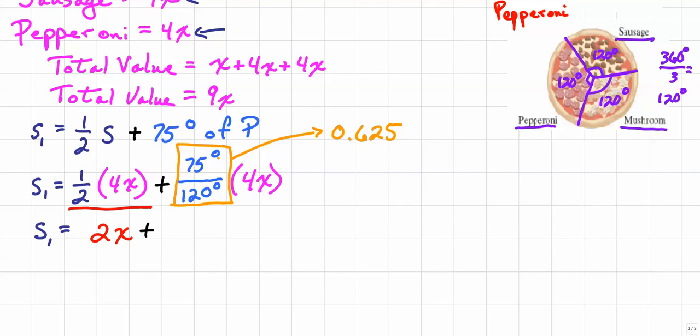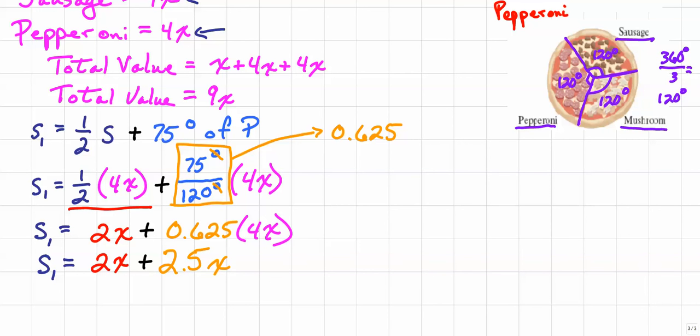And when we calculate that, that's going to yield 0.625. And it will not have a unit because the degrees themselves will divide out. So we'll have 0.625, and we're still multiplying it by this 4x. Now let's go ahead and simplify that. So we still have S sub 1 is equal to the 2x here. And we're going to add to that 0.625 times 4, which is going to be 2.5 times x. And then we go ahead and add these together, and we get that side 1 is 4.5x.